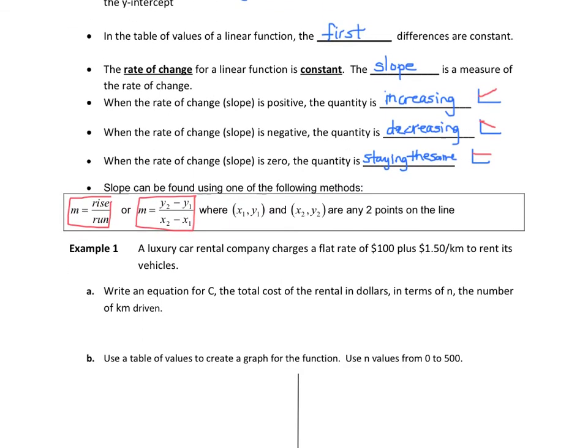So first example here says a luxury car rental company charges a flat rate of $100 plus $1.50 for every kilometer to rent its vehicles. Write an equation for C, the total cost of the rental in dollars, in terms of N, the number of kilometers driven. So for that equation, we could say the cost is equal to, now it says they charge $1.50 for every kilometer. So if N is our number of kilometers, that would be $1.50 times N, plus our flat rate, which is $100. So plus 100.